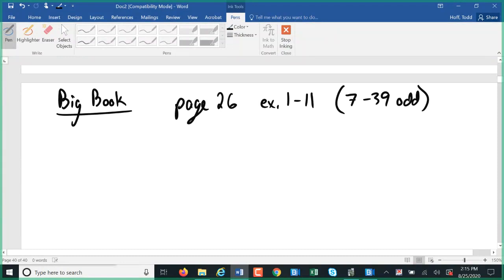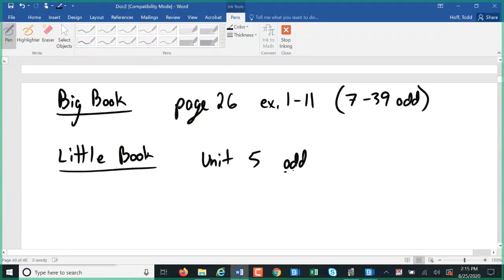Just like the other book, the odd numbered problems in the big book are in the back, so you can check the answers yourself. So please do that so that when you come into class, if you have anything you couldn't figure out, you can ask questions on them. And in the little book, it is Unit 5. And again, just the odd numbered problems in Unit 5.